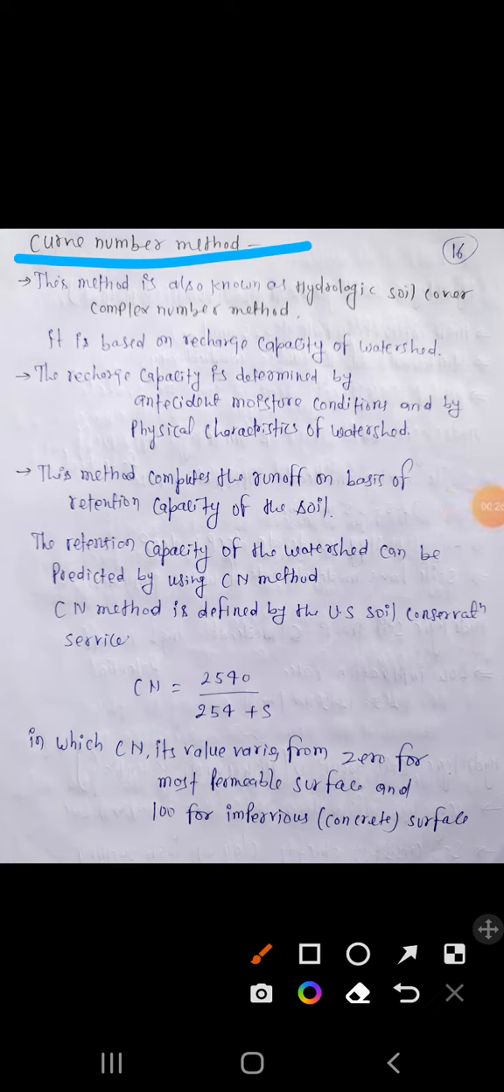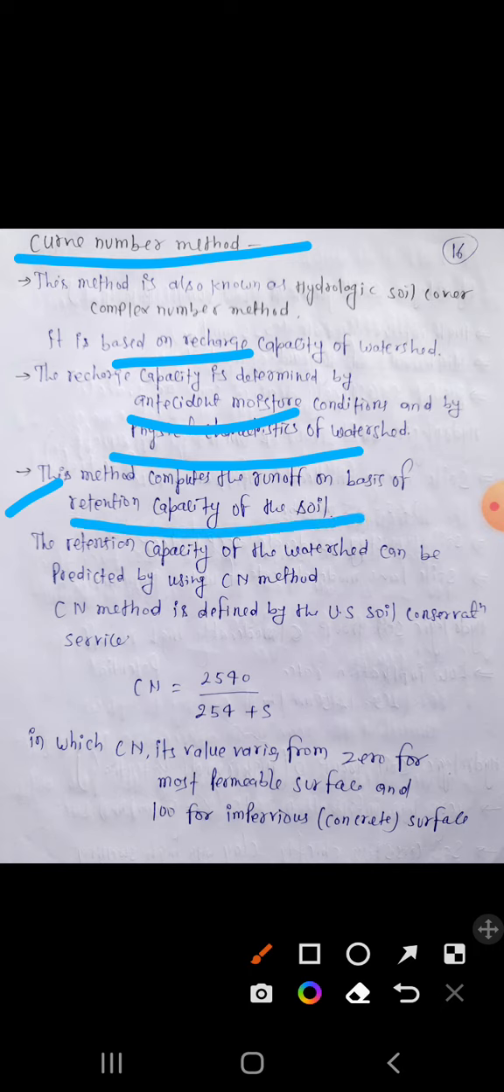This method is also known as the hydrologic soil cover complex number method. It is based on the recharge capacity of the watershed, and recharge capacity is determined by antecedent moisture condition and by the physical characteristics of the watershed. This method computes the runoff on the basis of the retention capacity of soil. The retention capacity of a watershed can be predicted by using the CN method. The CN method is defined by the US Soil Conservation Service.